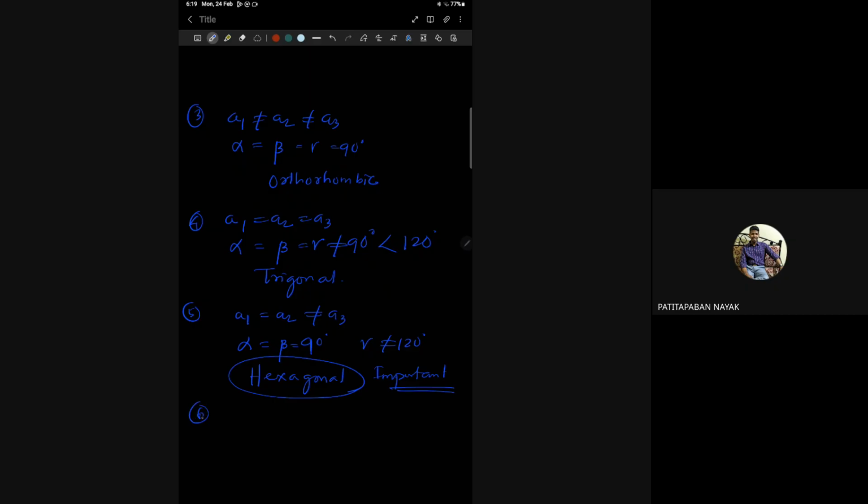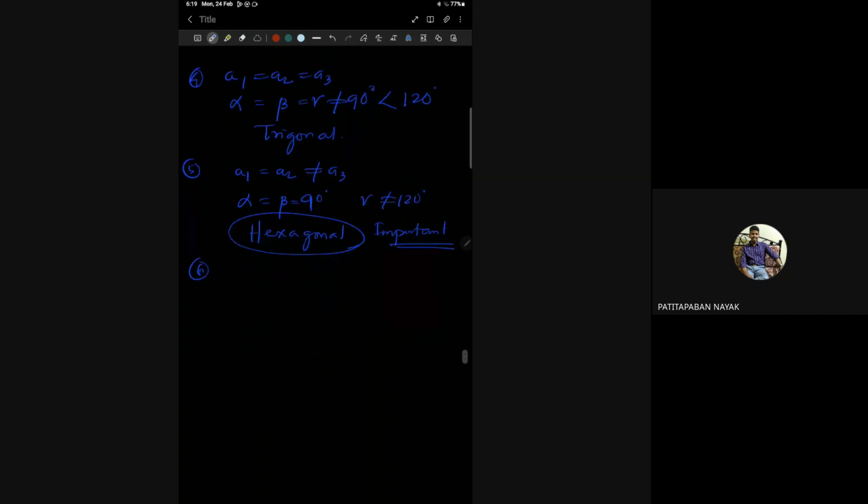The sixth one is A1 equal to A2, not equal to A3, alpha equal to beta equal to gamma equal to 90 degree. This is called tetragonal. Tetragonal example is titanium oxide. Hexagonal: silicon dioxide is hexagonal.